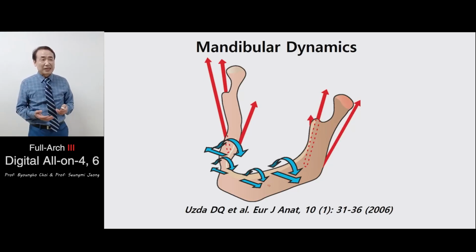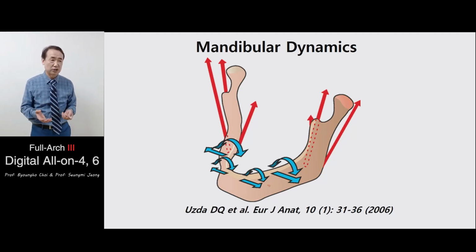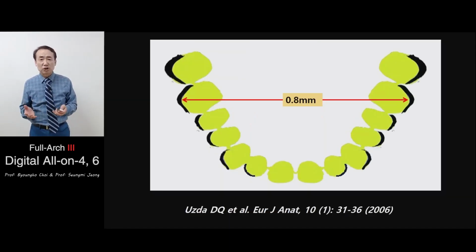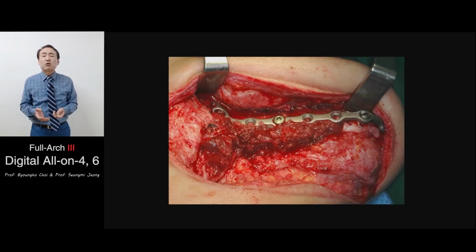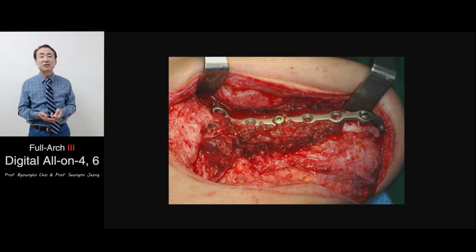The mandibular dynamics seem to be the main reason for the bone loss, because the mandible exhibits considerable movement during biting, such as flexion or torsion. The amount of mandibular movement has been measured to be as high as 800 micrometers in the molar region. We have experienced serious consequences due to the mandibular dynamics.